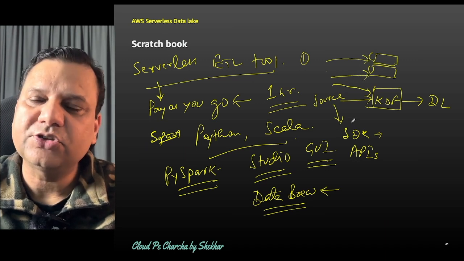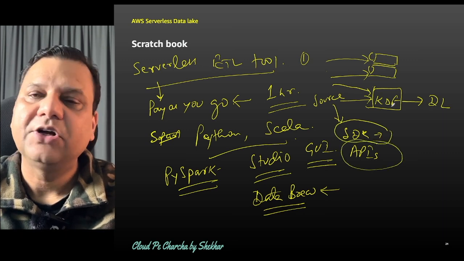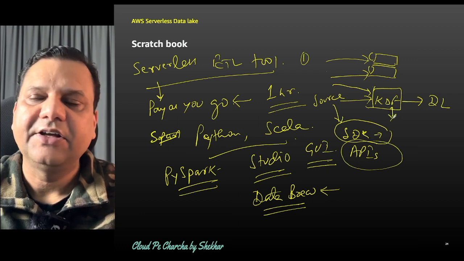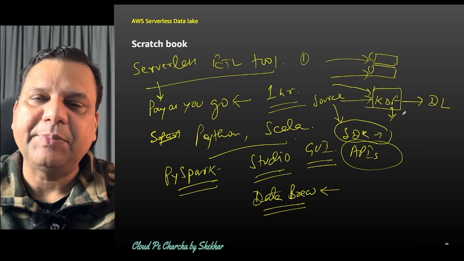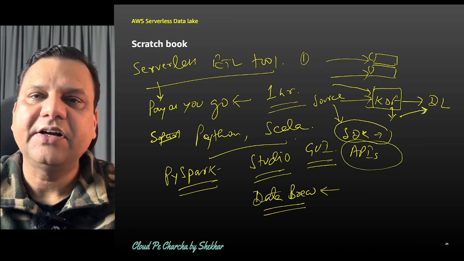So on the source side, you have to use either the SDK or the API to send your data to the Kinesis Data Firehose. As soon as KDF gets the data, you can then either keep that data for some time or you can send it directly to the data lake.